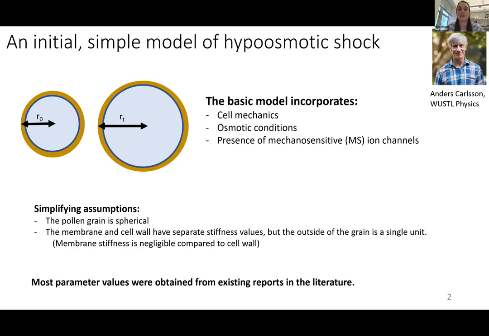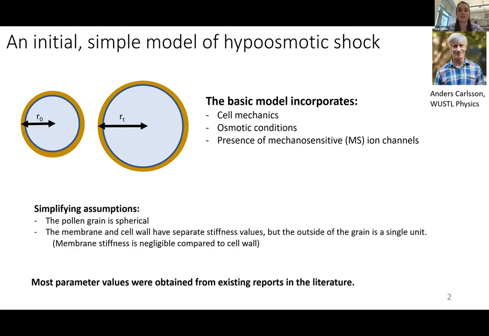I do want to give you a warning that we had some simplifying assumptions. Like we just saw, the Arabidopsis pollen grain is an ellipsoid shape, but we're actually modeling it as spherical, just to keep the calculations simple. The idea there being that we could just use a relative volume change to compare it to experimental data. Furthermore, the membrane and the cell wall actually have separate stiffness values, but we just modeled the outside of the grain as a single unit and effectively ignored the membrane stiffness because it is such a smaller value than the cell wall stiffness, which we'll see in a second.